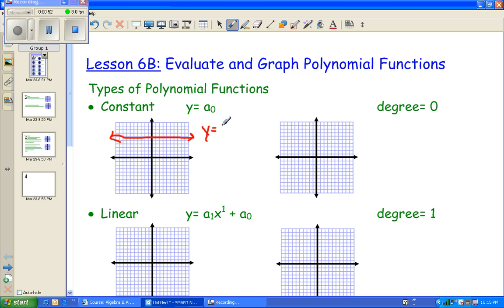Now you notice 6 is a positive number. So this graph is entering from the left and exiting from the right, both above the x-axis. If I gave you a negative, let's say negative 4 or negative 5, then you're going to be down here below.